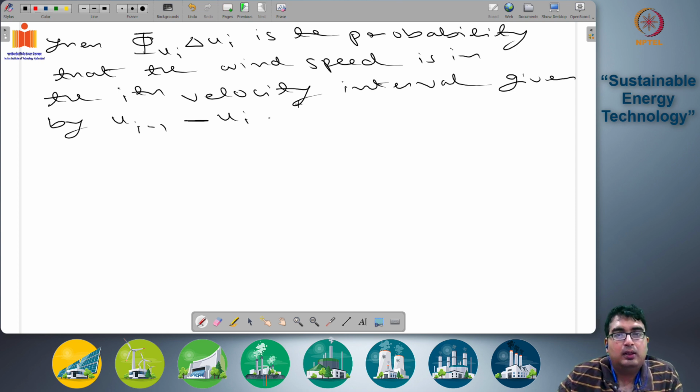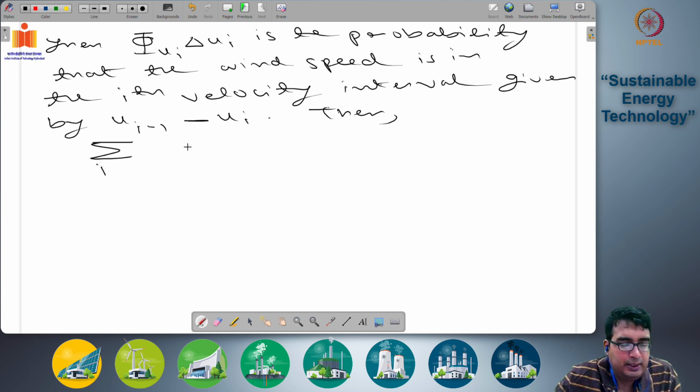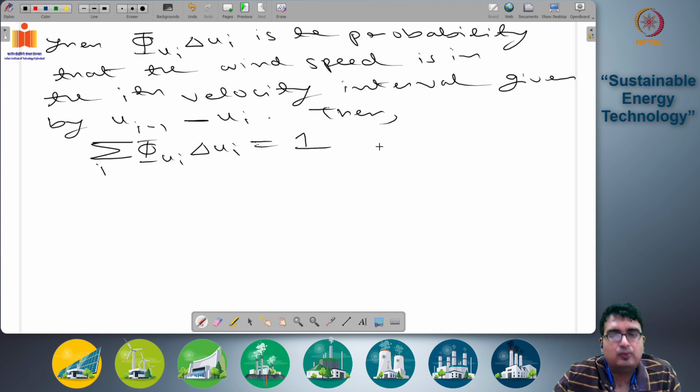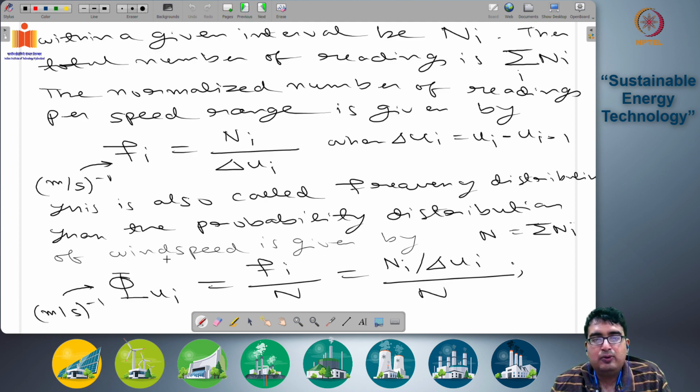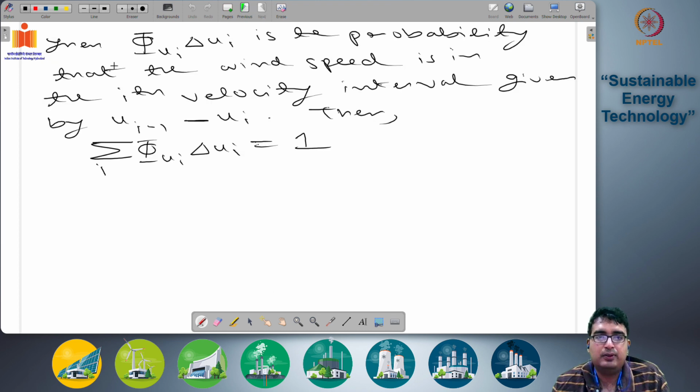Okay. Then summation over all the intervals phi ui delta ui equals 1, as you would expect. And you can see this from here also. Phi ui into delta ui is ni by n. So summation over all the ni's, this becomes n. So this becomes n by n, which equals 1. So this definition is satisfied: the definition that the probability, when you integrate over the entire range, must be equal to 1.